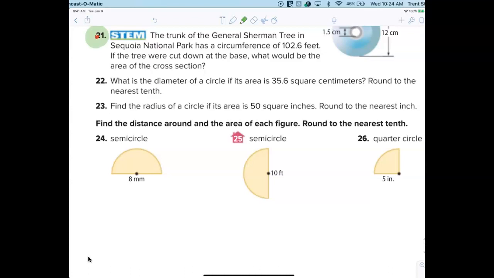I'm sure you guys have heard about the giant redwood forest, right? Where all the huge trees are. And it's absolutely amazing to see how big those trees can grow. But it is amazing how big those trees can get.